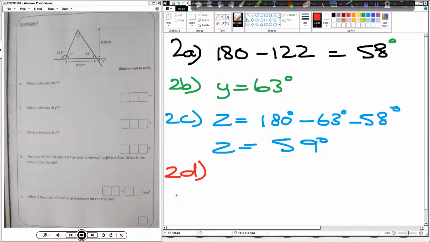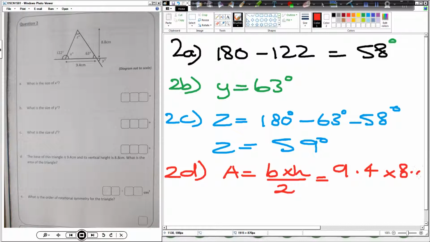2D. Now they want us to go, the base of a triangle is 9.4, the vertical height is 8.8. What is the area? Okay, let's have Faisal. Give me the formula for the area of a triangle. So area of a triangle is equal to base times the height divided by 2. So what is the calculation for the base? The base is 9.4, times it by the height, which is 8.8. And then we divide it by 2.